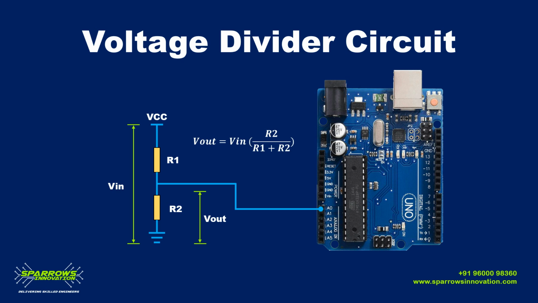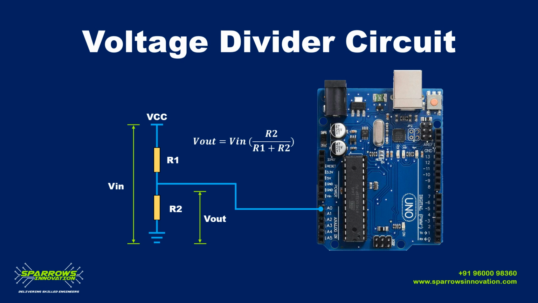Then, based on the formula, Vout equals Vin times R2 divided by R1 plus R2. If you change any one resistance value, for example the R1 value, we can reduce the voltage at the output side. By varying the resistance value, you can get a step down voltage at the output signal, right. So by using this, we can get a voltage difference from 0 to 5 volts.